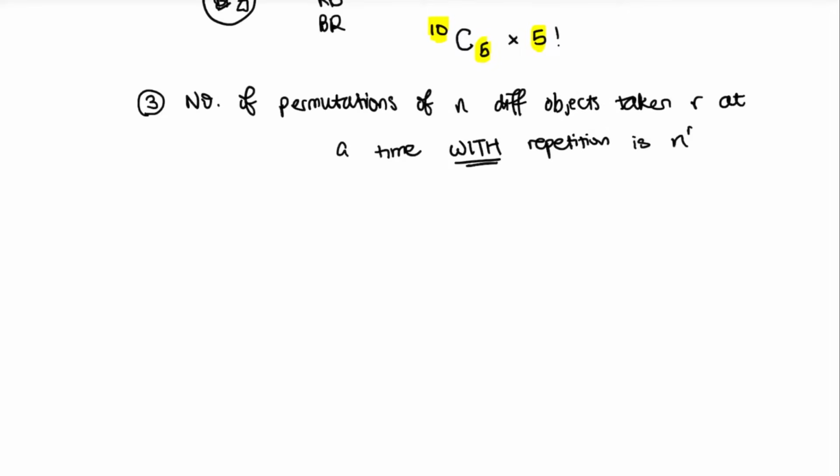Next will be the third scenario, the third result, which is the number of permutations of n different objects taken r at a time with repetition.